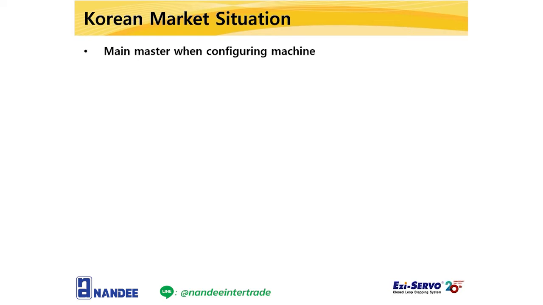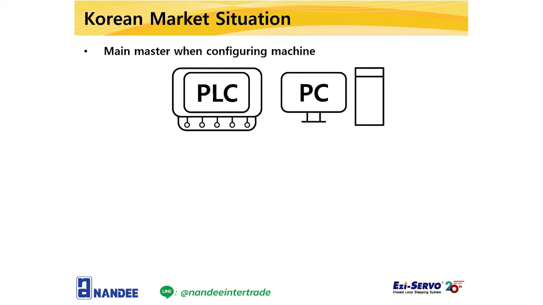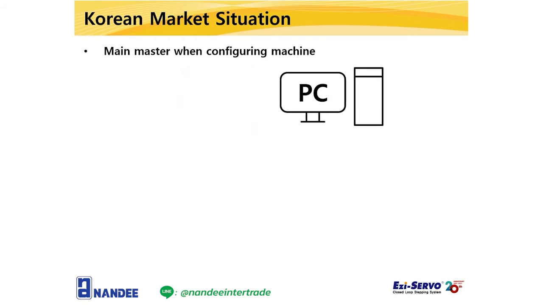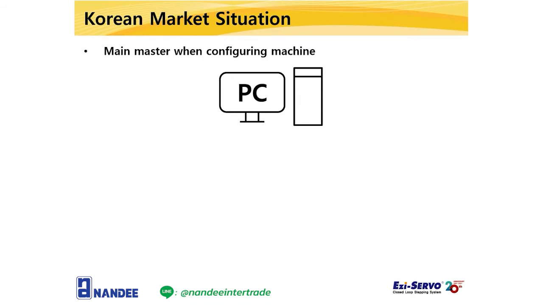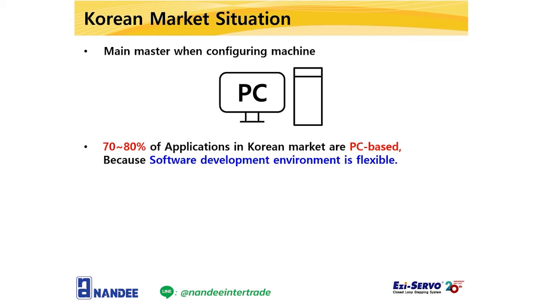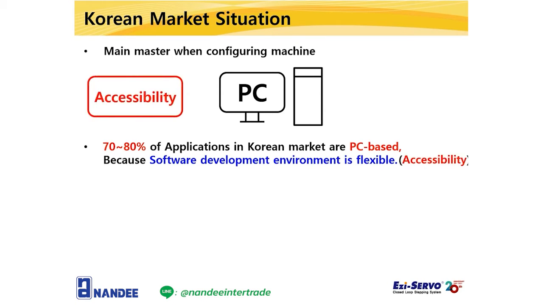When a customer configures the machine, PC or PLC is used in various ways as the main master. In the Korean market, this main master is an industrial PC usually. Almost 70 to 80% of machine builders compose their machine based on PC. The main reason is that the software development environment is flexible when controlling machines. That is, accessibility is good.